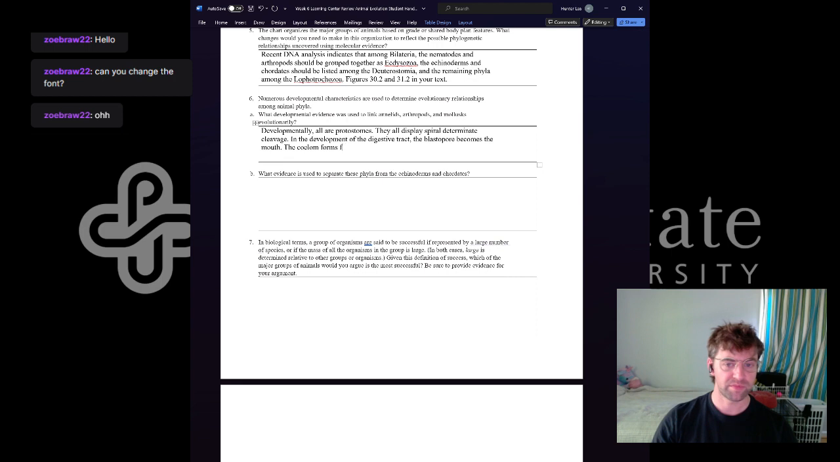And the coelom forms developmentally as a split in the mesoderm. What evidence is used to separate these phyla from the echinoderms and the chordates? Echinoderms chordates are deuterostomes. This means that developmentally they undergo radial indeterminate cleavage. Radial indeterminate cleavage.